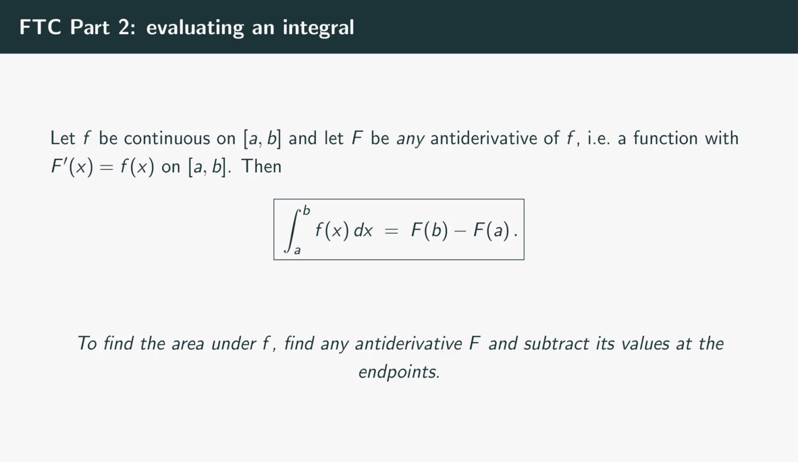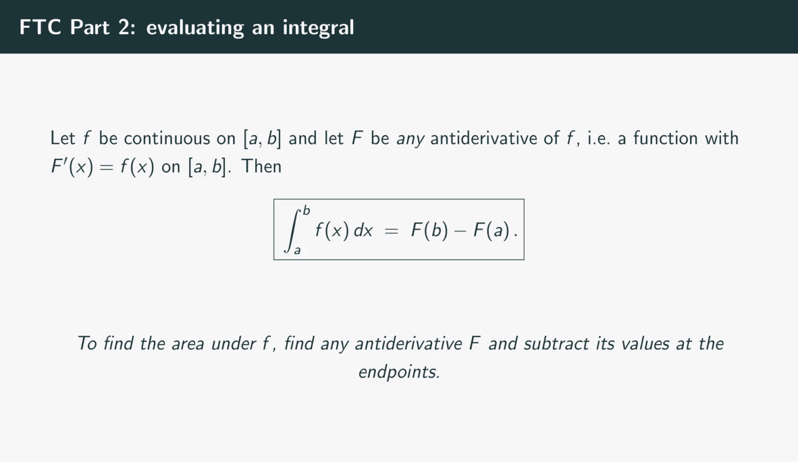Part 2 is the half you'll actually use to compute things. Same setup, f continuous from a to b. Let capital F be any antiderivative of f, any function with derivative equal to f on that interval. Then the integral of f from a to b is simply capital F of b minus capital F of a. Read that again because it's doing a lot of work. Instead of falling back to Riemann's sums and limits every single time you want an area, you find an antiderivative, plug in the two endpoints, subtract, and you're done. The whole integration problem collapses into the anti-differentiation problem.